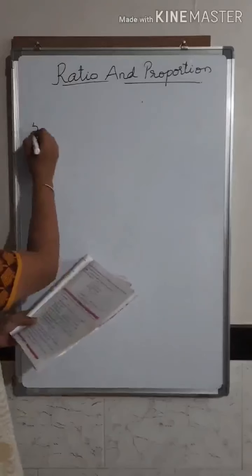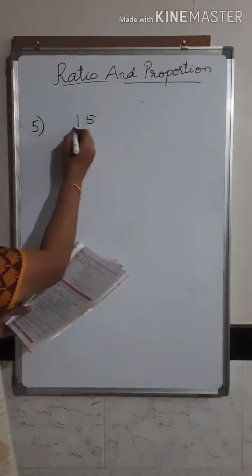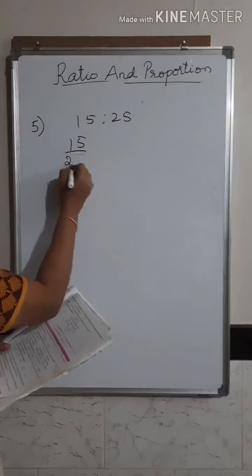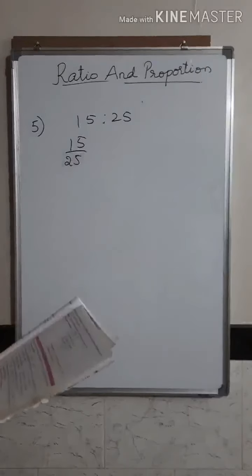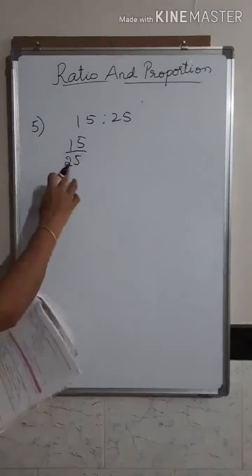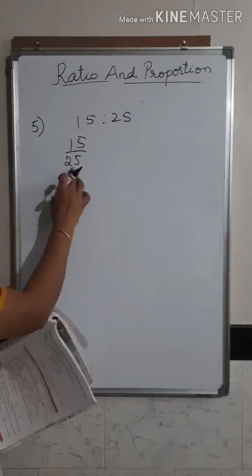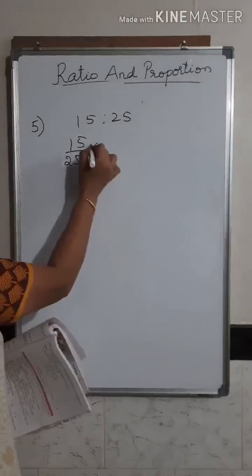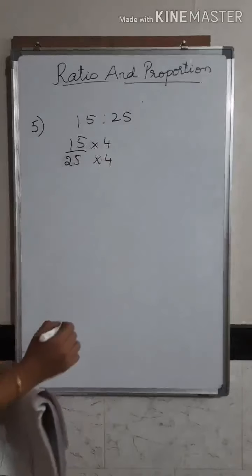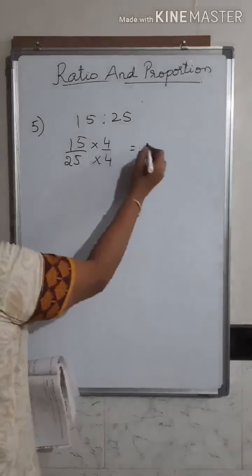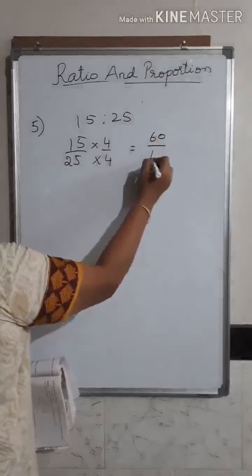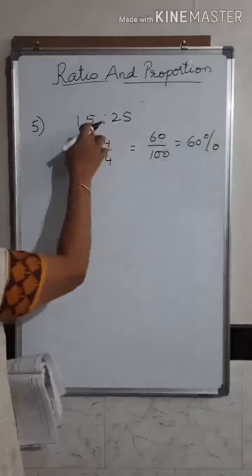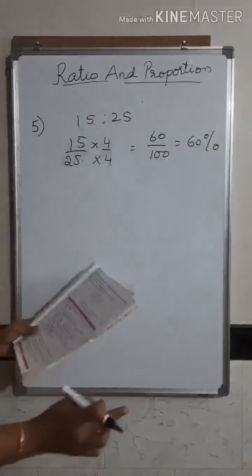So you have got the first problem, 15 is to 25. So this is nothing but 15 upon 25. For percentage you need to get 100 in the denominator. So what should you multiply this by to get 100 in the denominator? I have to multiply this by 4. If I multiply the denominator by 4, the numerator also I have to multiply by 4. So now this will be equal to 60 upon 100, which is equal to 60%. So this is how you converted the ratio in terms of a percentage.